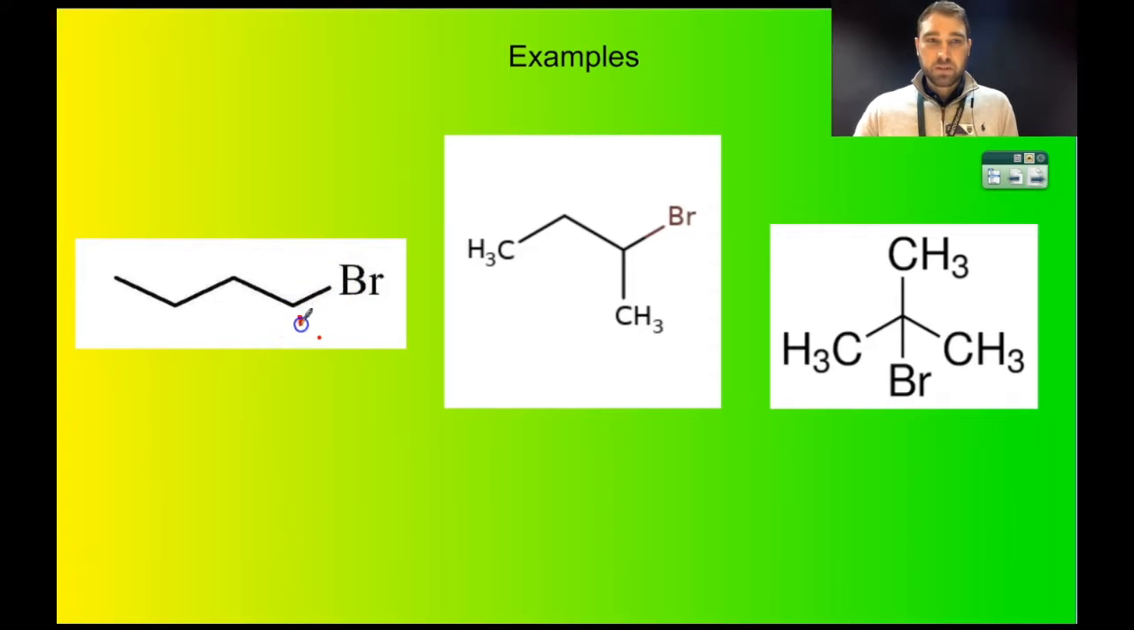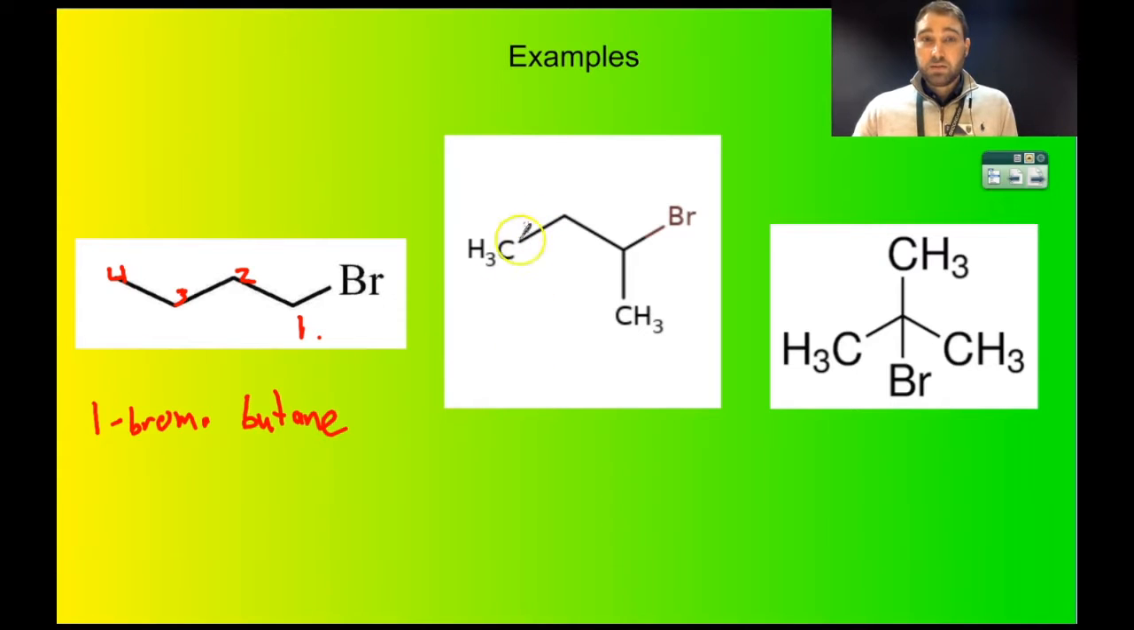So we're going to start at number 1, 2, 3, 4. So we need to figure out what our parent alkane is, so methyl, ethyl, propyl, butyl, so butane is our parent carbon chain. Okay, then which carbon is the bromine attached to? It's attached to carbon 1. So we need to indicate 1-bromobutane. Okay, so that's this one here.